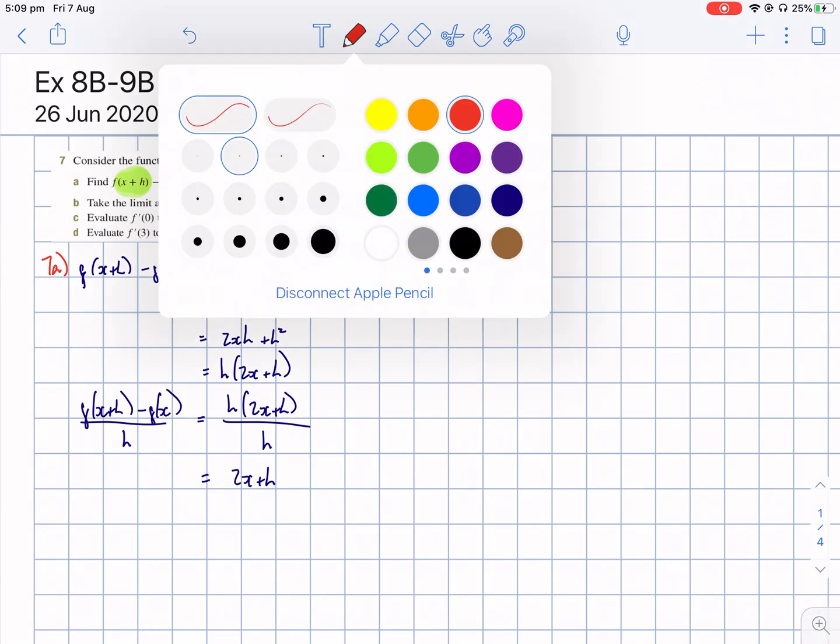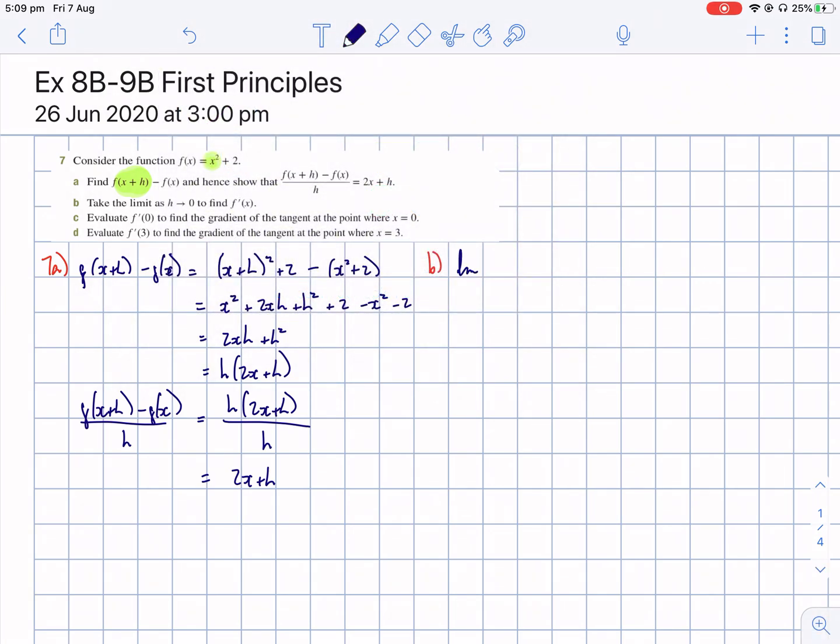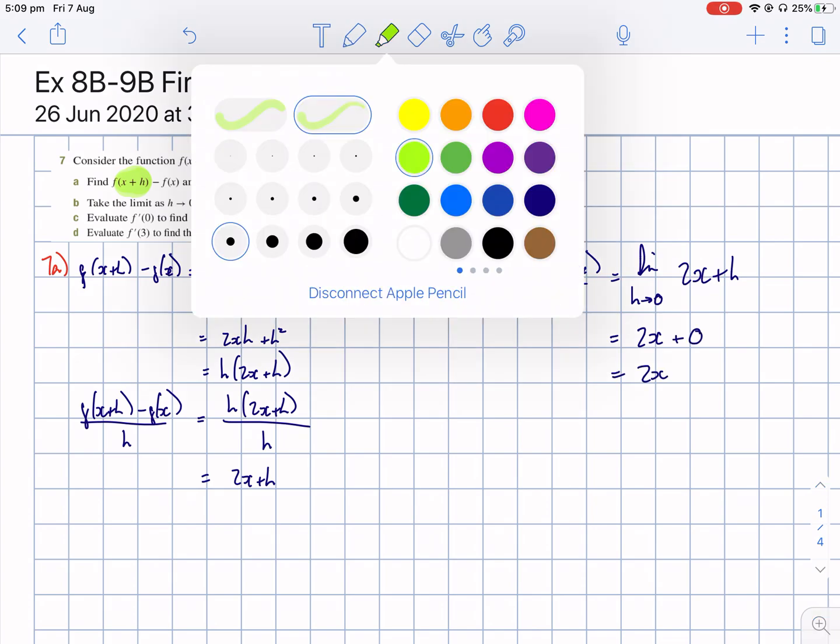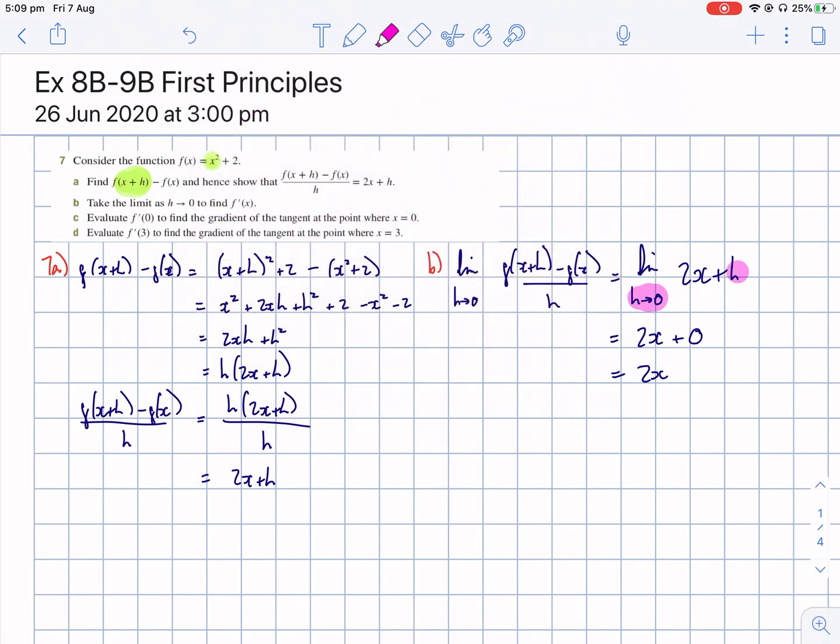Question B, now I'm finding the limit. So the limit as h tends to 0 of f of x plus h take f of x over h is just going to be the limit as h tends to 0 of, well, it's 2x plus h. So that means it's 2x plus 0, yeah? Which means it's 2x. So that h became 0.